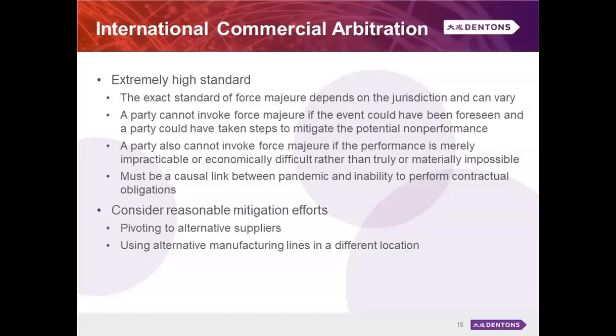Once you have checked your standard, you will need to go on to try to develop facts that demonstrate your inability to perform. So it's not simply that your performance is harder or more expensive in this environment, but rather that it simply cannot be done, and that it was unforeseen, that there were no steps that a party could have taken to mitigate the impact of this pandemic. The pandemic isn't going to be an open-ended excuse to excuse a party's performance or lack thereof. Rather, parties are going to need to demonstrate a causal link between the pandemic and their inability to perform. Again, it's not just that it is harder or more expensive. Rather, it is that it is incapable of being performed.